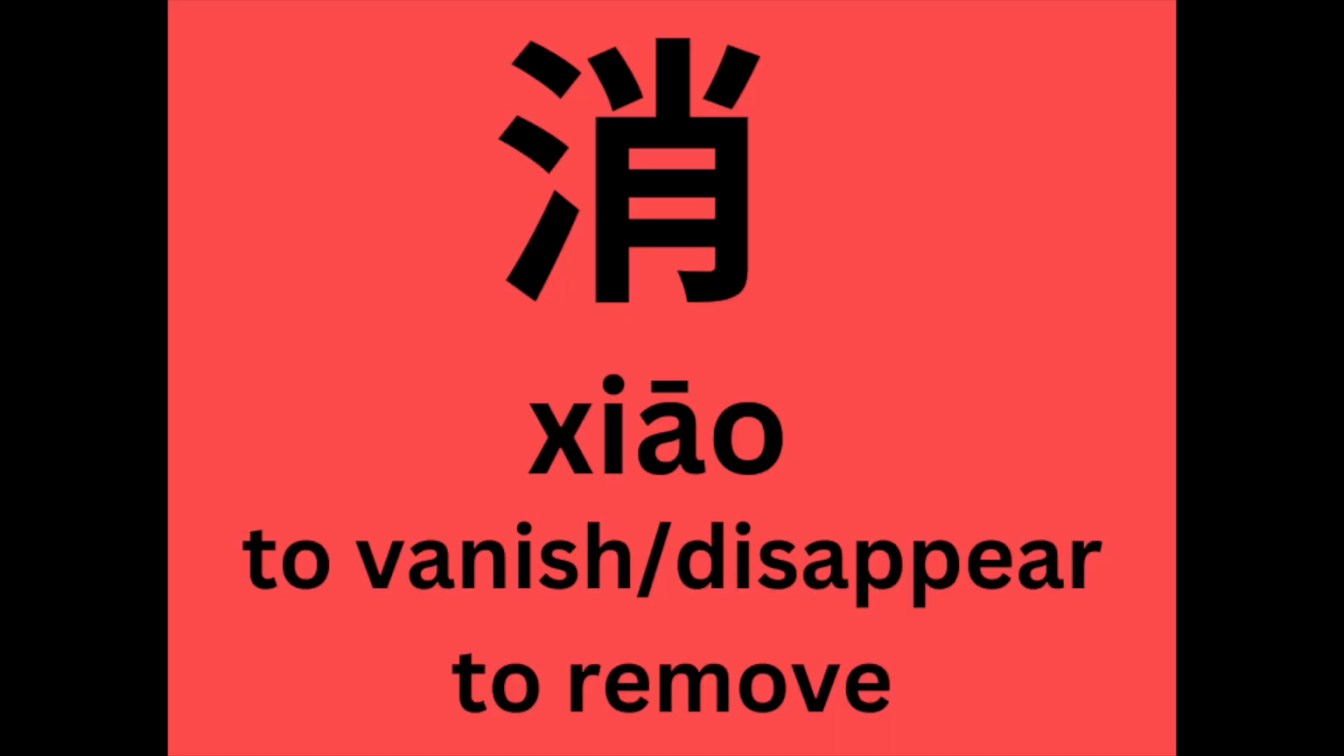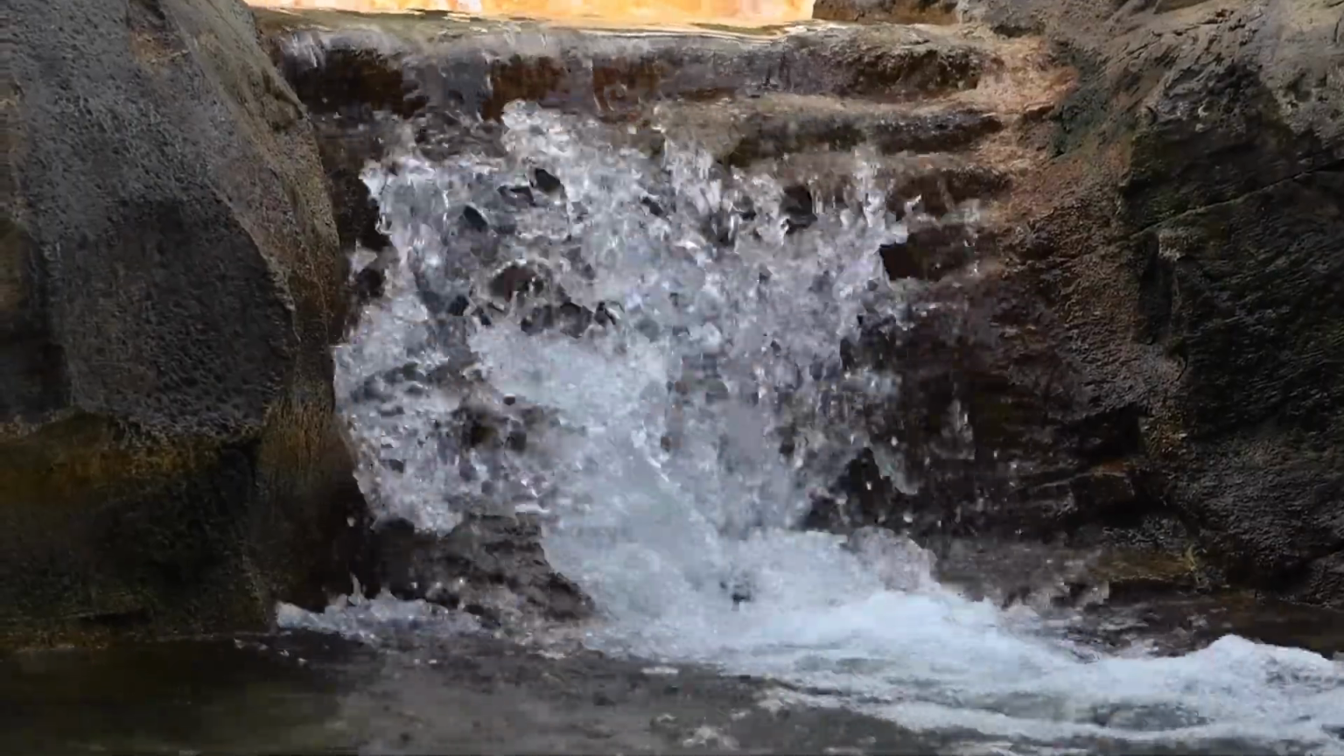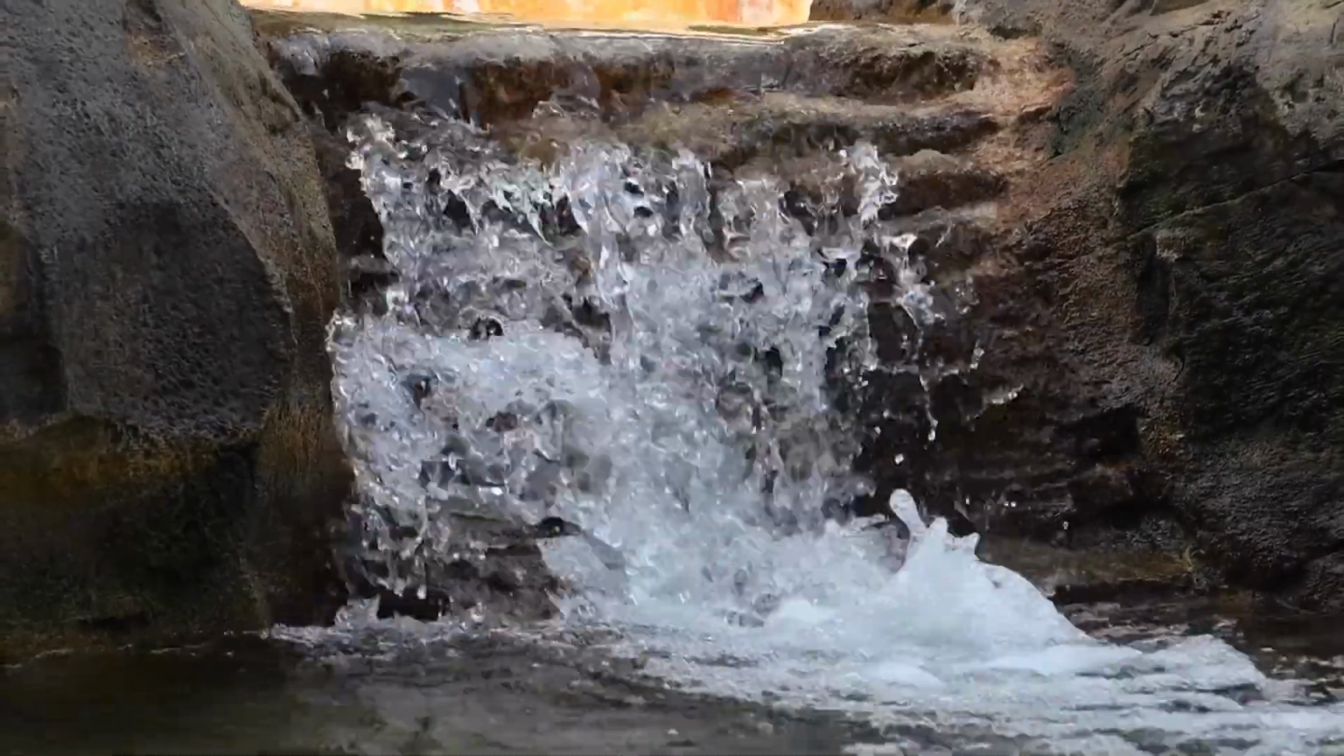Another one is 消, and 消 also has the water radical. And 消 means to vanish, or to disappear, or to remove. And that doesn't have a connection with water at first glance, but it does have to do with the way water moves. It's here, it flows away, and then it's gone. So that's why it has the water radical.